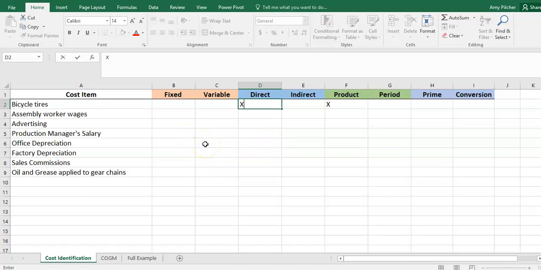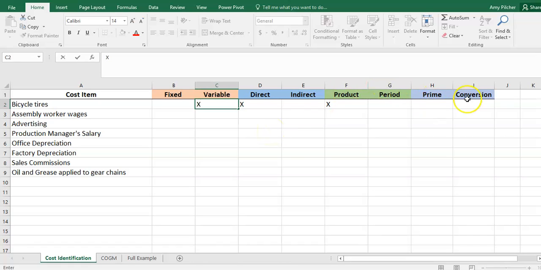Then, is it fixed or variable? If it's fixed, that means the item stays the same regardless of how many we produce. If it's variable, then the cost changes directly in relation with the number that we make. So as an example of a bike, we need 2 tires for each bike. If we make 1 bike, we need 2 tires. If we make 2 bikes, we need 4 tires. That makes a bicycle tire a variable cost.